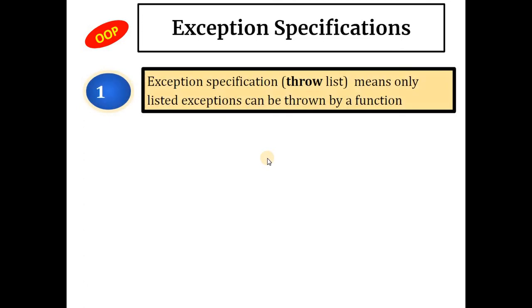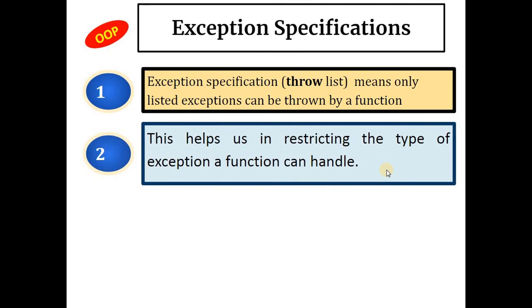Now the third concept is exception specification. Exception specification is actually a throw list which lists only those exceptions which can be thrown by a function. This helps in restricting the type of exceptions a function can handle. If you want a function to handle only integer or character type of exceptions, you can write them into the throw list.